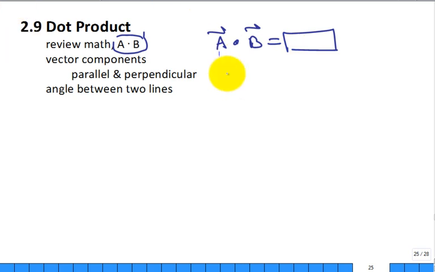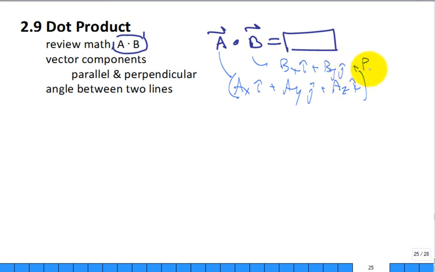If I have the vector A, which is A sub x i plus A sub y j plus A sub z k, likewise B has B sub x i plus B sub y j plus B sub z k. How many people already know the answer to this? How would you mathematically compute the dot product of two vectors A and B as shown? Is it the sum of AX times BX plus AY times BY plus AZ times BZ? Yes. Make sure that you know what we're talking about on that.